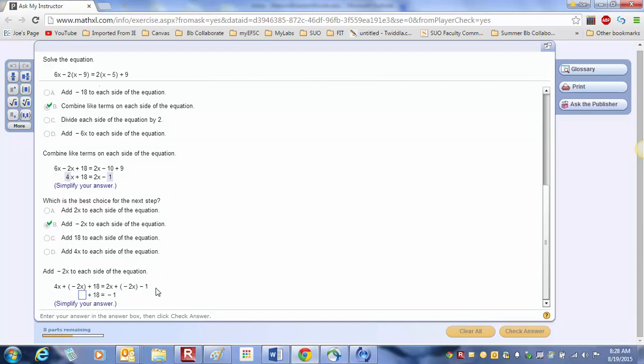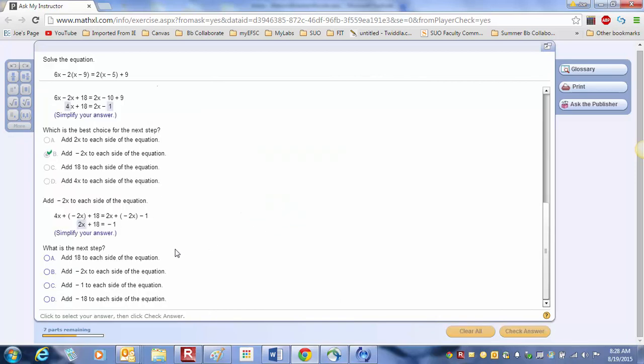So adding negative 2x to each side of the equation. What is 4x minus 2x? And that's plus 2x. We don't have to put plus, because if you don't put a sign, we know it's plus. 2x plus 18 equals 2x minus 2x cancel, minus 1. And then check. Alright. Now what is the next step?